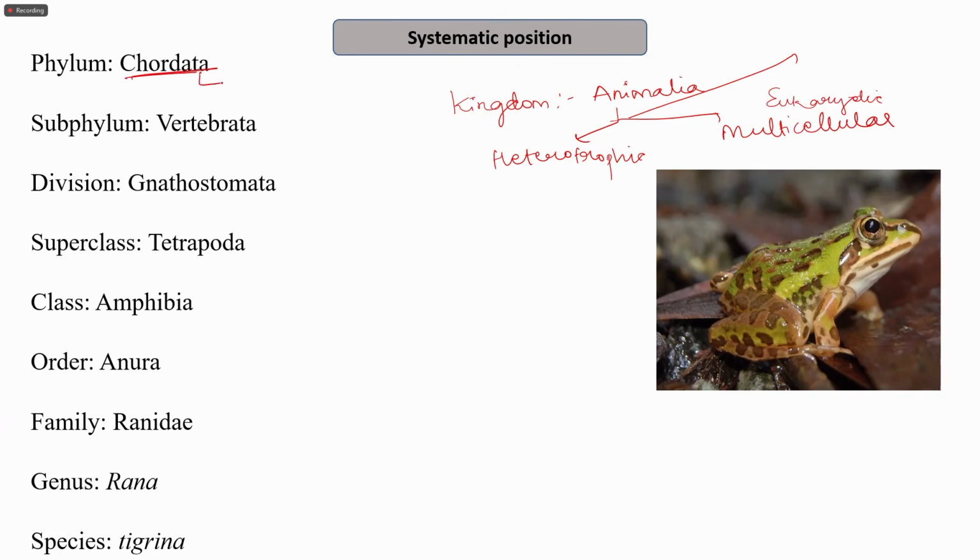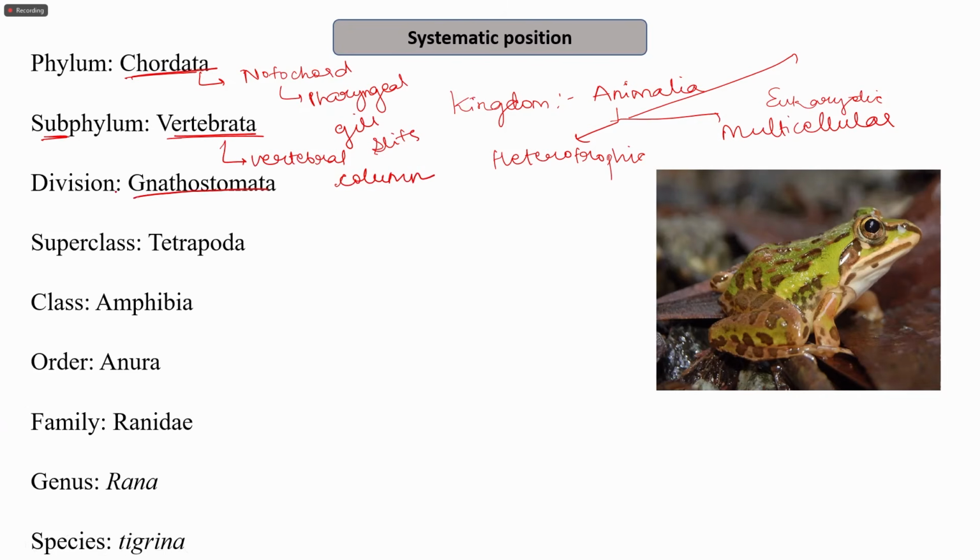That is, we know the features of phylum Chordata. They have notochord. They have pharyngeal gill slits. So these features are present at least once in their lifetime. Now they belong to subphylum Vertebrata. So we know that in vertebrates, we have a vertebral column that supports the notochord.